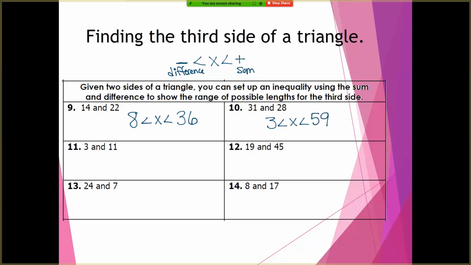So any number between, but not including, 3 all the way up to 59, not including 59, would create a triangle. So any number that I could pick, so I could pick 12, I could pick 22, I could pick 51, I could pick 58.999. All of those would form a triangle with the two sides we were given.